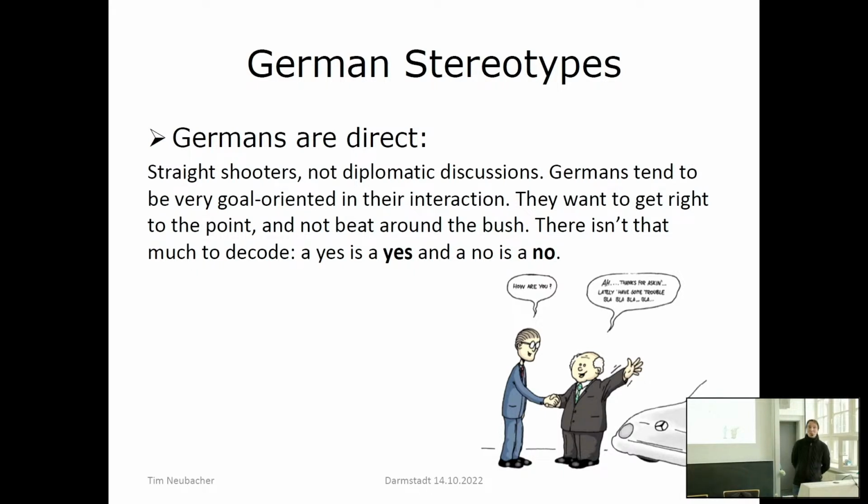The international students, have you encountered something like that already? Germans always direct, always goal, solution-oriented. I see some nodding there. For the Germans, do you think it's true? Depends. On what?